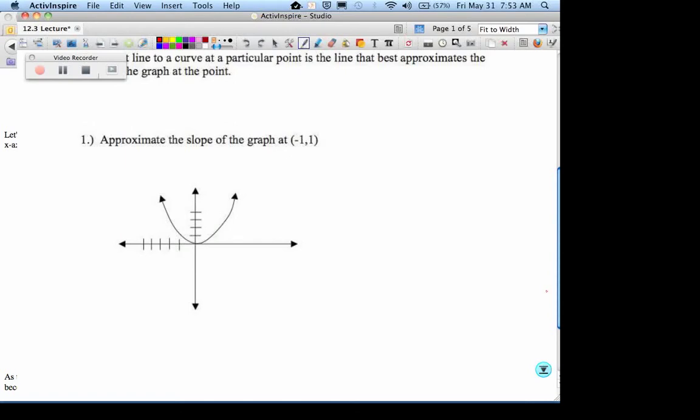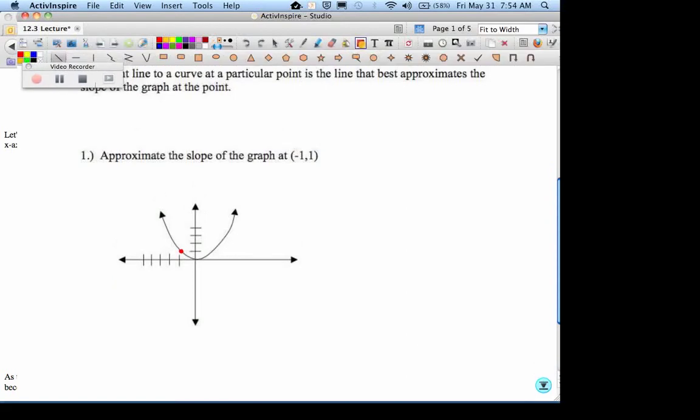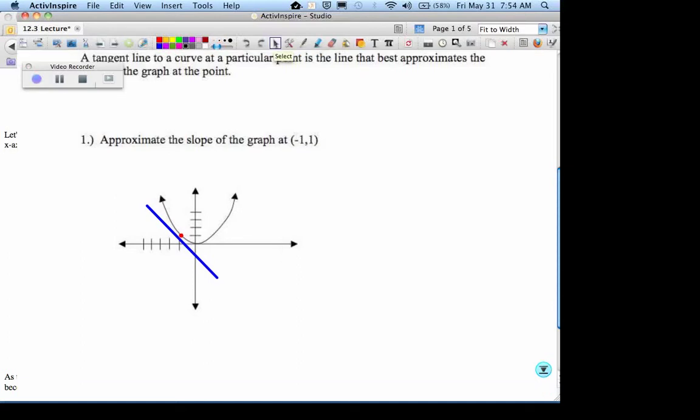So that if we took this curve, they're saying approximate the slope at -1, 1. Slopes really, up until now, we've only talked about it with linears, but that dot would be about right here. So let's see if I can grab those. So if I draw a straight line, and then I bring it up, so it just intersects.